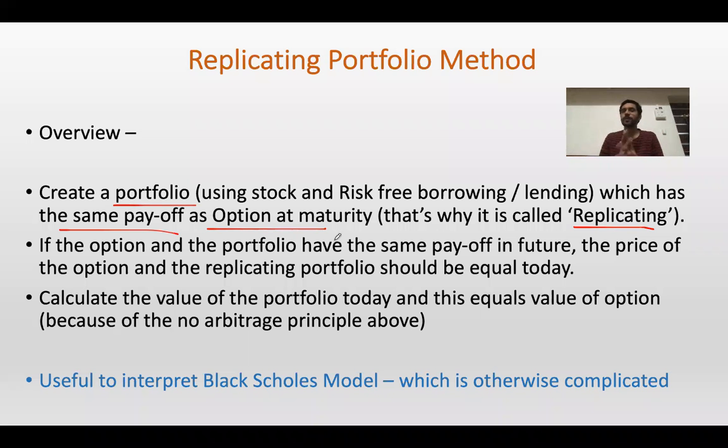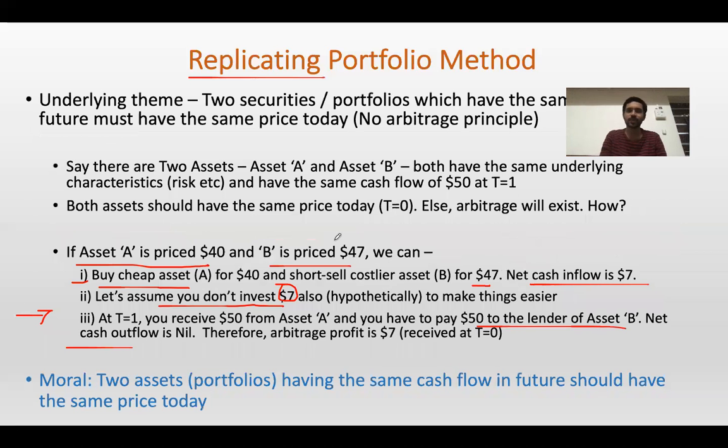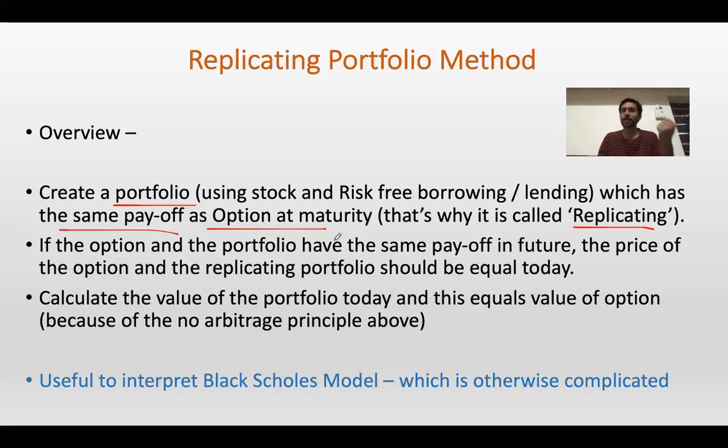So now if the payoff for this replicating portfolio and the call option is the same in future, the price of this replicating portfolio and the price of the option should be the same today. Why? Because that is the underlying theme we saw earlier, right? Two portfolios or two securities which have the same payoff in future should have the same price today. In our case, the payoff of the replicating portfolio will also be 7 or 0, and the payoff of the call option is also going to be equal to 7 or 0. If they have the same payoff in future, they're going to have the same price today, right?